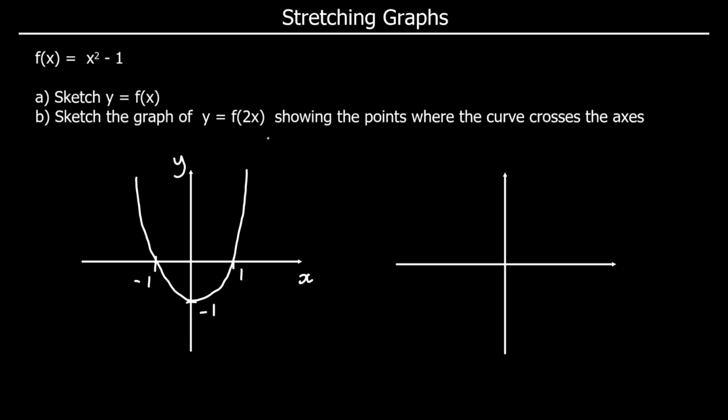Sketch the graph of f of 2x. So inside the bracket, changes the x's. Does the opposite to what you'd expect. It halves. So it's halving all of the x values. It's going to be at minus a half and a half now. Crosses y at the same point, but all the x values have halved. Squeezed in towards the y-axis.